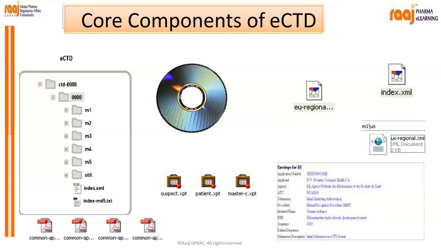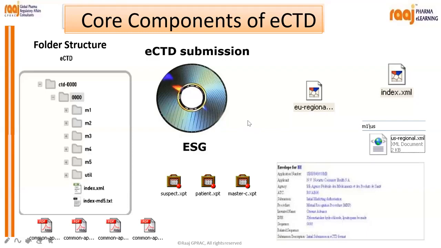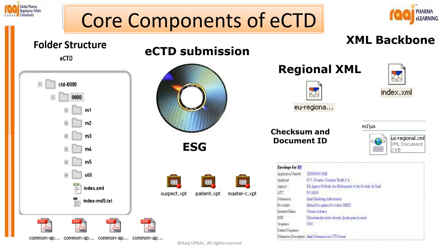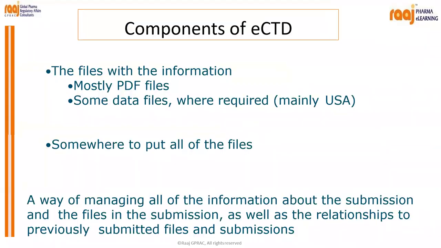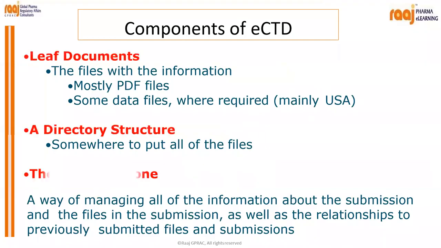So let us understand the core components of eCTD. The folder structure you have seen, I described earlier in the previous slide, right? So this is the folder structure. Then this eCTD is submitted via DVD or CD, or it is uploaded through the ESG, Electronic Submissions Gateway. It has a regional XML file. It has the XML backbone. It has a checksum and document ID. And it has content files, right? So the content file is already available in your PDF. These are the main components of eCTD.